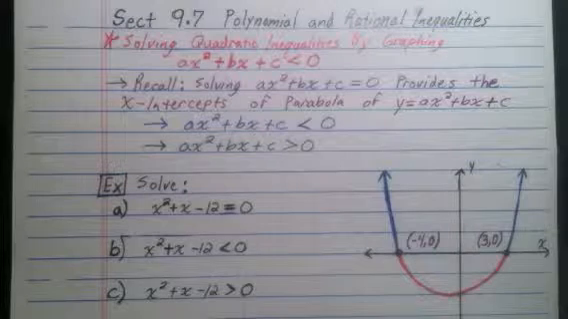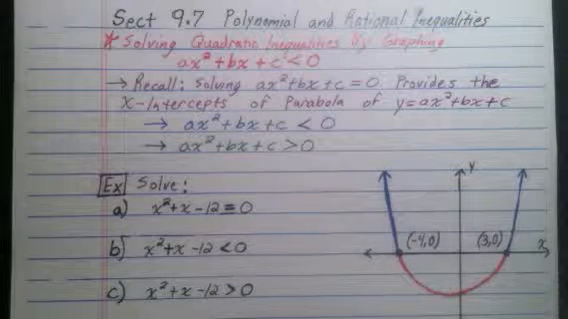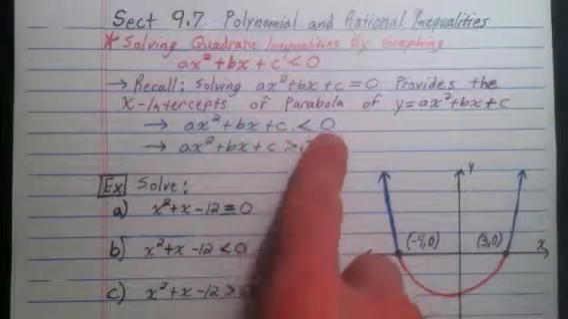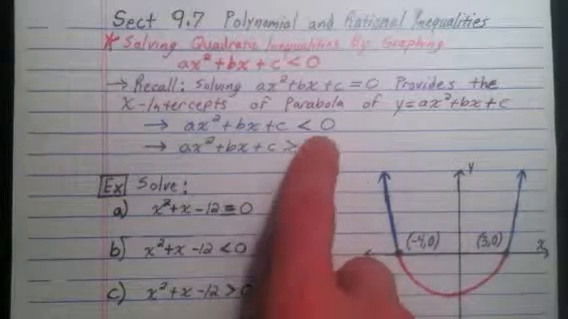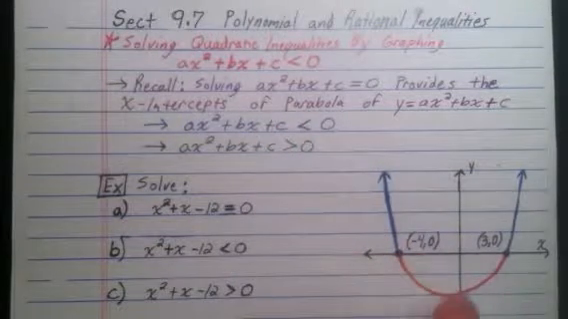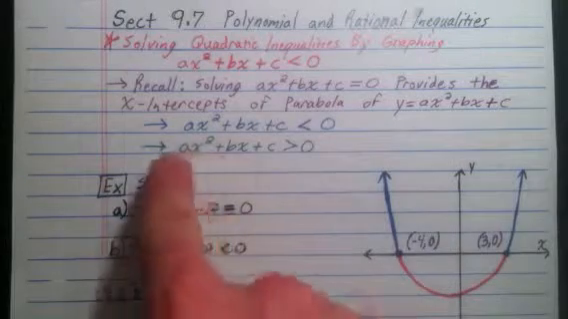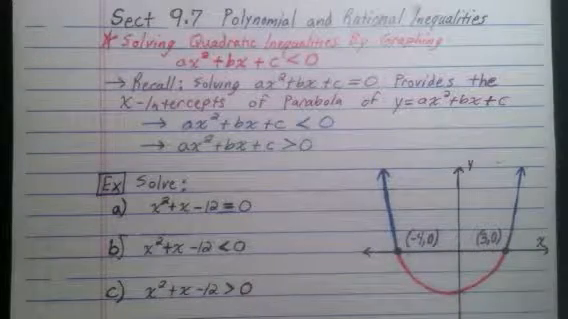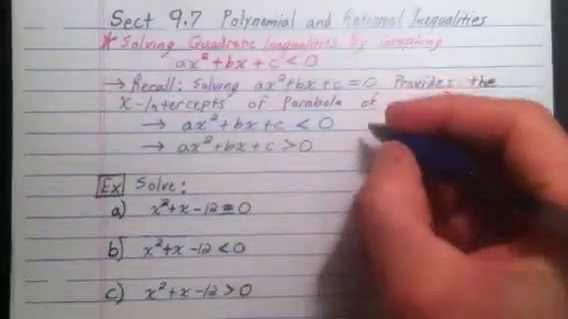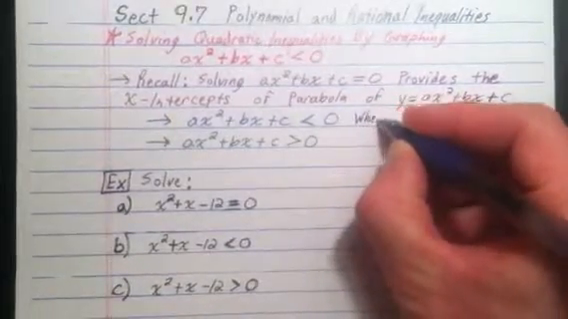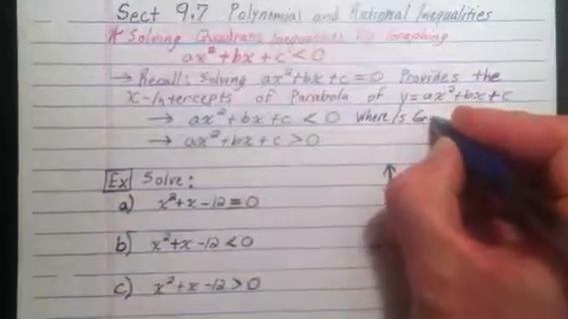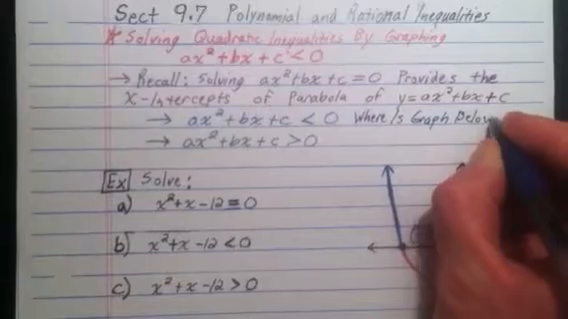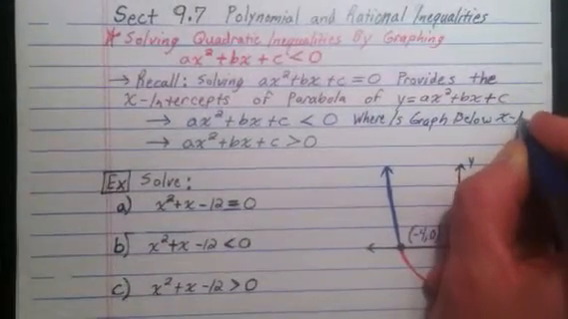So if saying where does it equal 0 finds you the x-intercept, if we have an inequality of a quadratic that is saying less than 0, that is asking us where is it below the x-intercepts. In other words, where is it below the x-axis. And a quadratic that is set to greater than 0, that's asking where is it above the x-intercepts, where is it above the x-axis. So where is the graph below the x-axis?